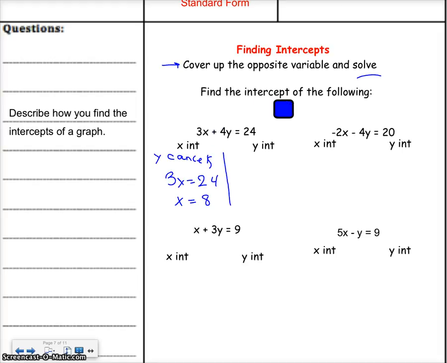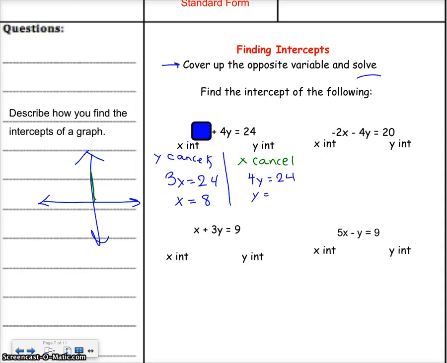At my y-intercept, and maybe if you need help visualizing because this is such a new concept, at my y-intercept I'm going to have no x. X doesn't go anywhere. So your x will cancel. So get rid of it. There we go. And what do I have left? I have 4y equals 24. Y is 6.